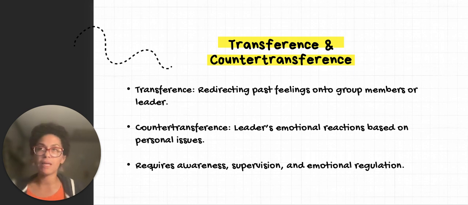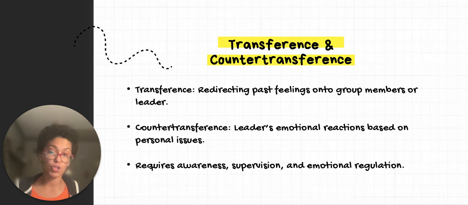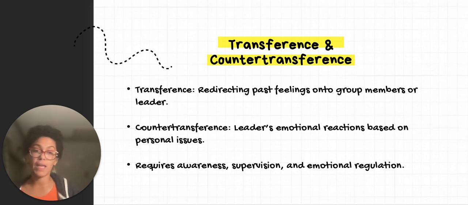So it becomes critical for the group leader to do a lot of self-reflection and to be aware of both transference and countertransference and how these dynamics can affect the therapeutic process. Group leaders also should seek to understand the underlying emotional currents of the group and use supervision or personal reflection to manage any emotional reactions that they may have.